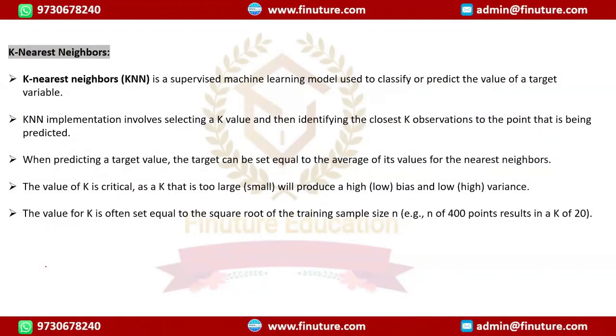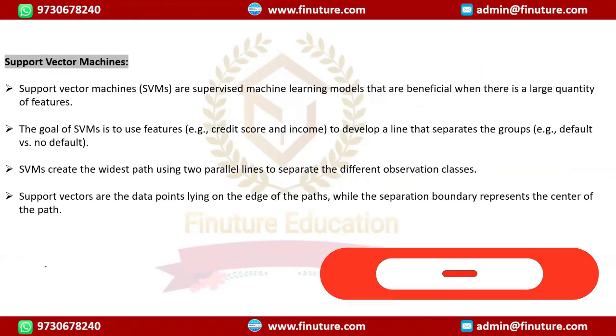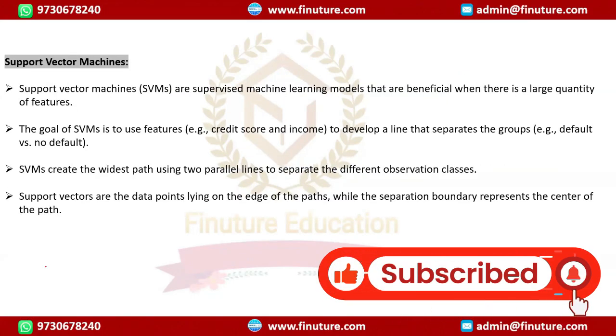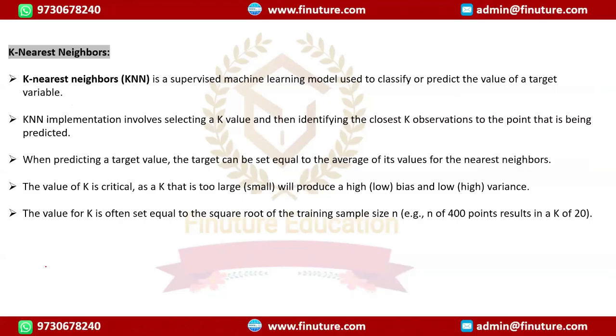So machine learning models, that is k nearest neighbor and support vector machine, and the third one is neural networks. So these are the three types of machine learning models that you need to know. So k nearest neighbors is supervised. First of all, the keyword is this is a supervised machine learning model.